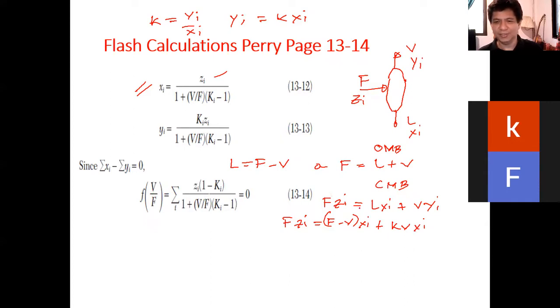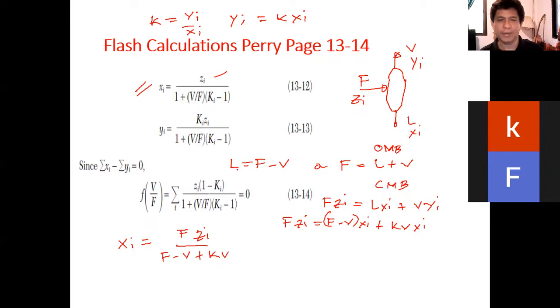Okay, so you just isolate x sub I and then transfer this sa left side ng x sub I. Just do it that way. Isolate nyo lamang yung x sub I. So you will have F Z sub I, tapos divided by F minus B, tapos plus this K B.